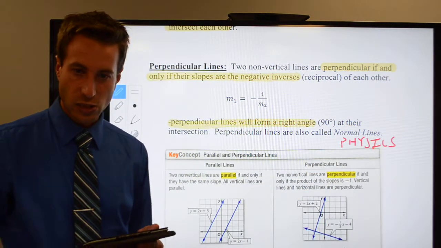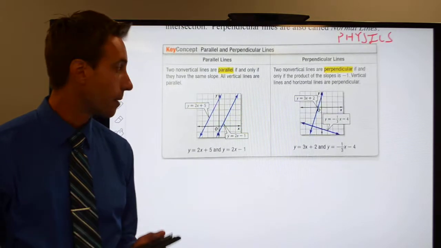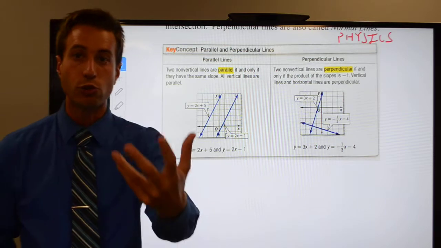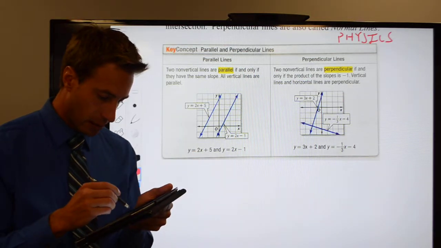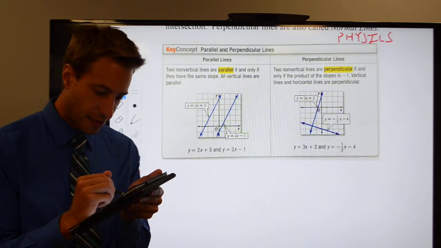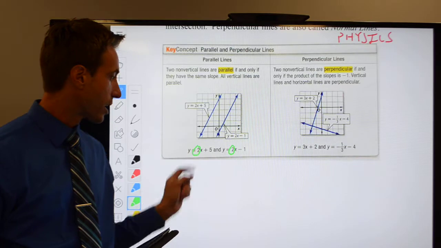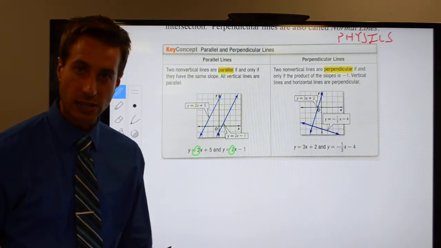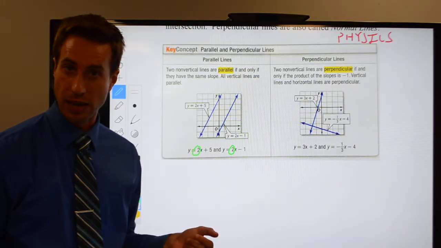A couple of last things to point out to you here just as examples. Please notice right down here, I have parallel lines, and what you should recognize from their equations is this little bit right here. Parallel lines must have the exact same slope. And I do. This first equation has a slope of 2. The second equation has a slope of 2. Same slope, parallel lines, they'll never cross.